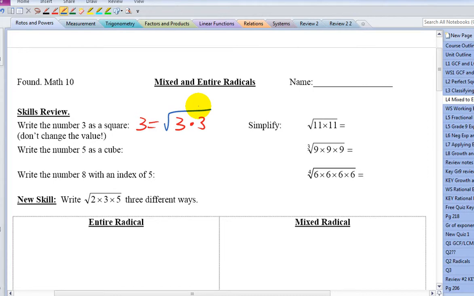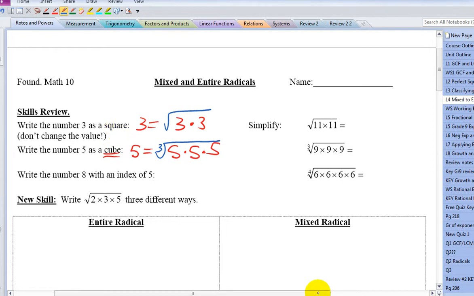Okay. What about 5 as a cube? So 5 equals, the cube would be 5 times 5 times 5. What do we have to do to keep them equal? Slar, what do you think? Not square root, but cube root. Okay, so the index must be a 3, then they're the same value.